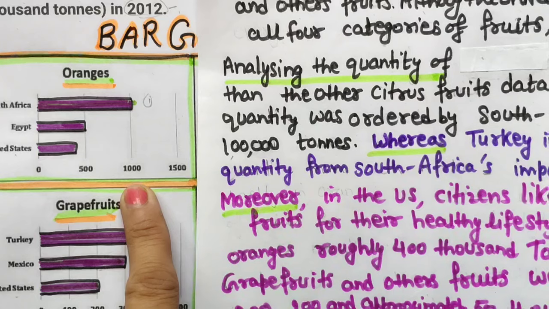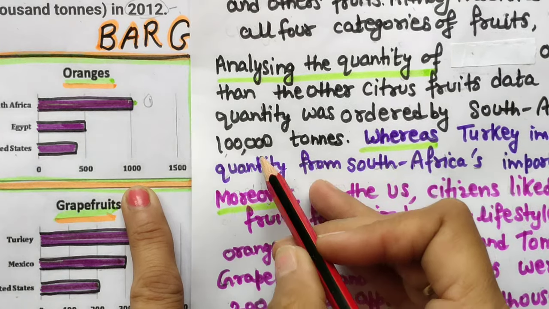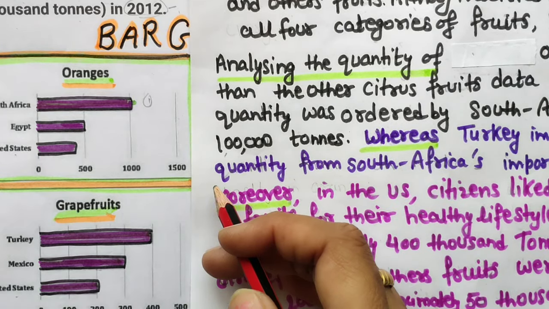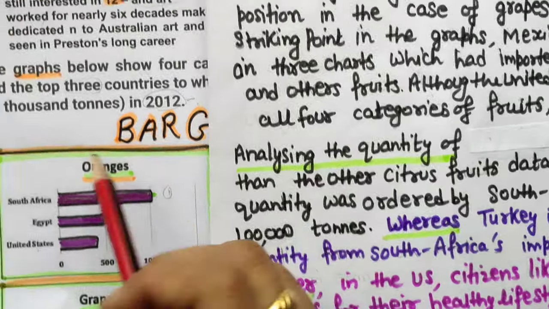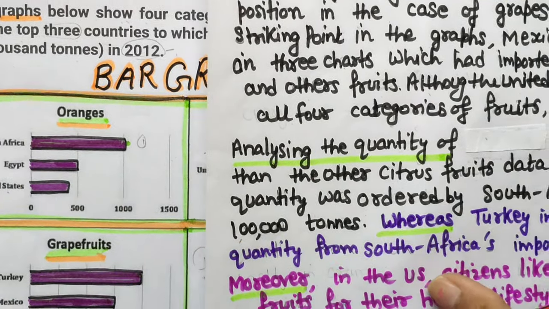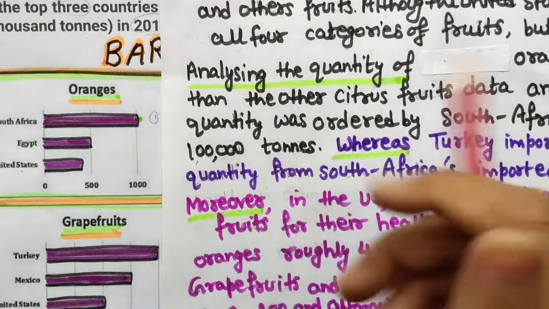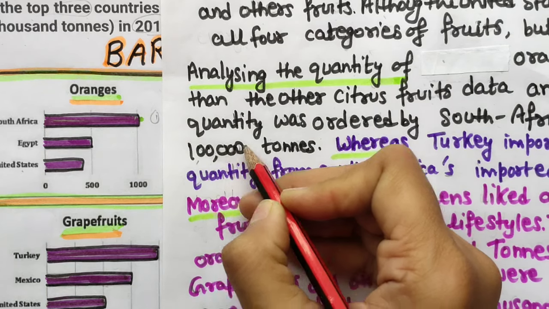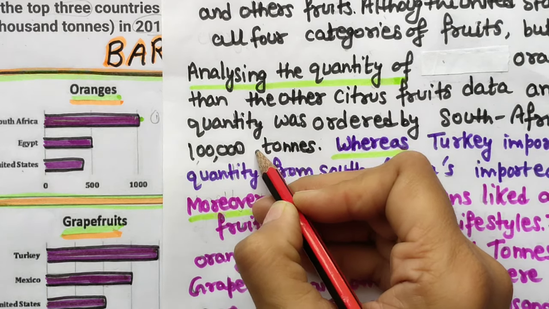No, it is not 1 lakh. Here they have given thousands, no? That's why 1000 tons is given, and that's why I have written 1 lakh. Or you can write here 1000 only, then you have to write 1000 tons.